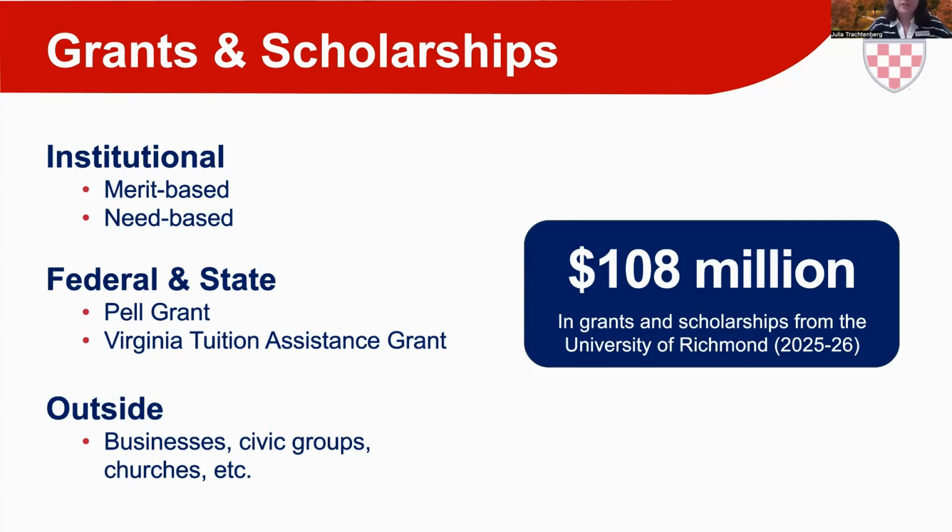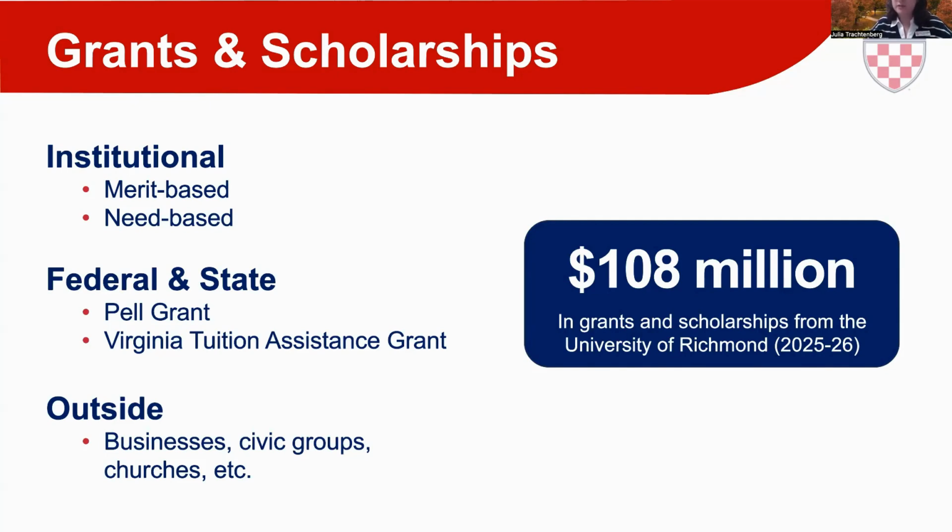Grants and scholarships can also come from the government, so that can be the federal or the state government. And some examples of those grants include the Pell Grant, which is a federal need-based grant, and the Virginia Tuition Assistance Grant, which comes from the state and is for Virginia residents who are attending private colleges in Virginia.